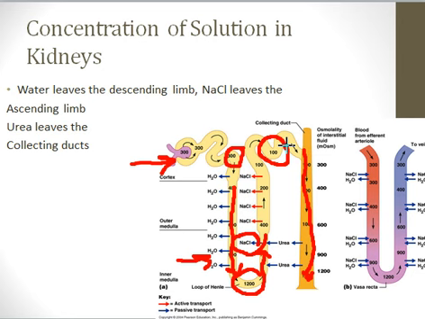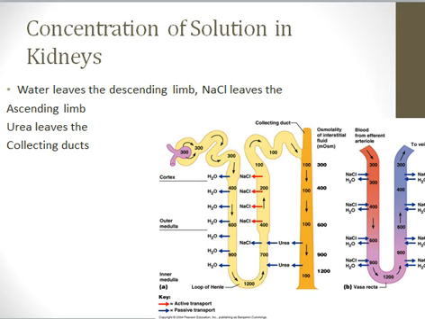So water is going to leave that descending limb, sodium leaves the ascending limb, and then urea is going to leave the descending limb as well. And you get more concentrated urine once again. I really won't get into that much with you when we get into the tests, but just realize different substances are going to leave at different areas. That is the main thing to take from this.